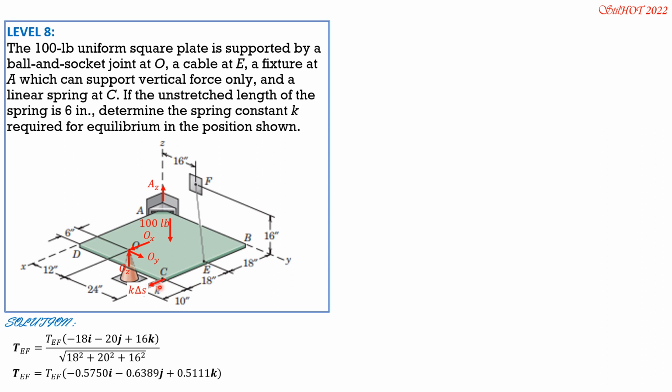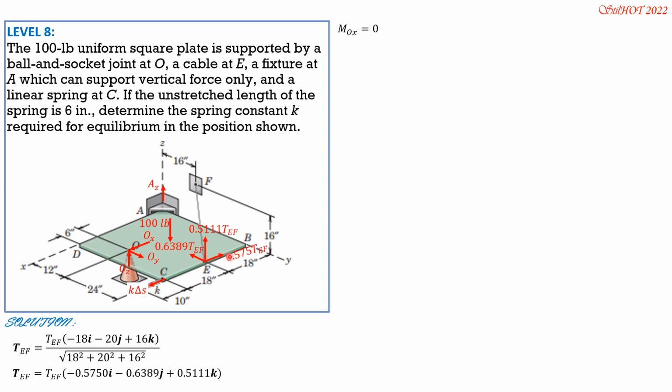And this is the force in the spring, K times delta S, where delta S is 10 inches minus 6 inches. So delta S is 4. So this is the X component in the negative direction, the Y component to the left, and the Z component upward. So first moment about OX equals 0 to set up equations for TEF and AZ.